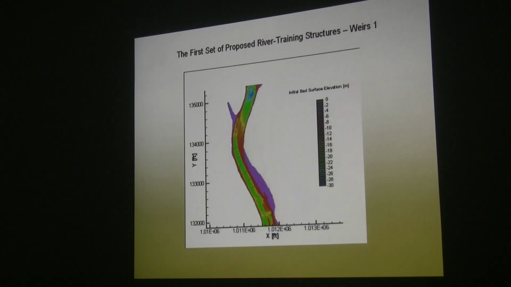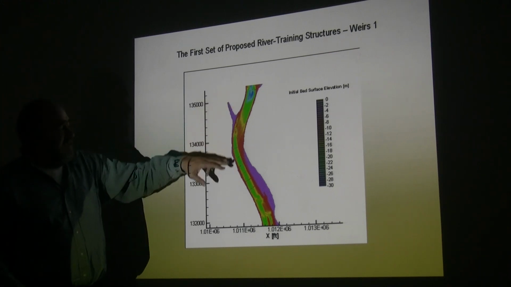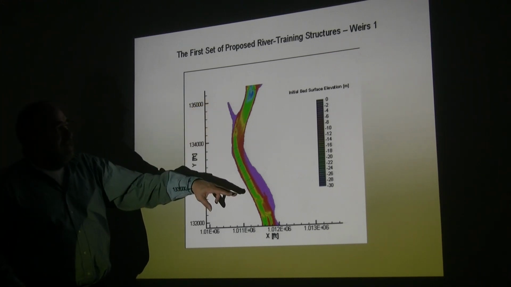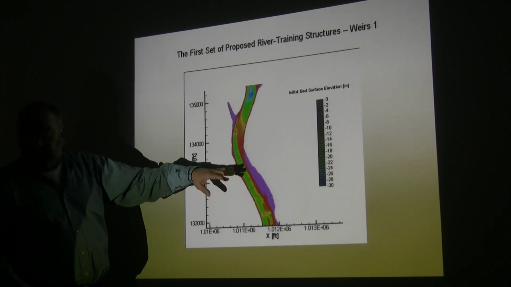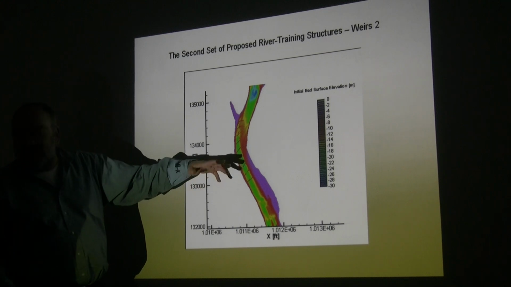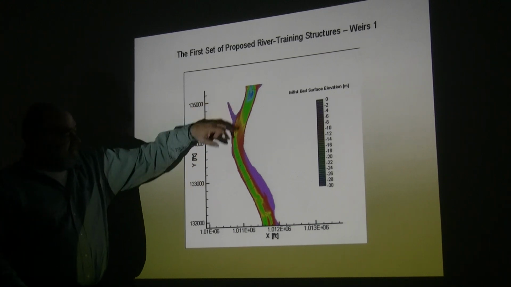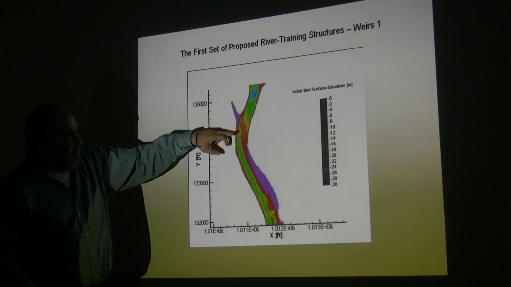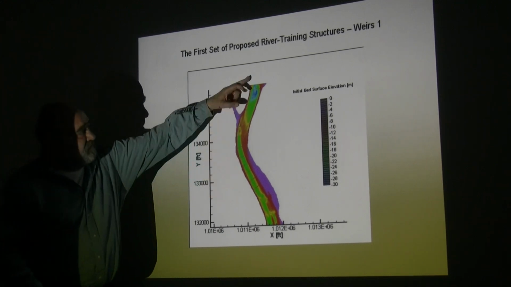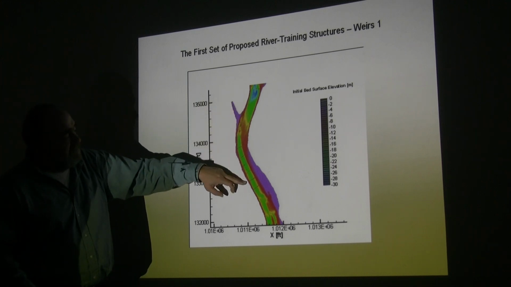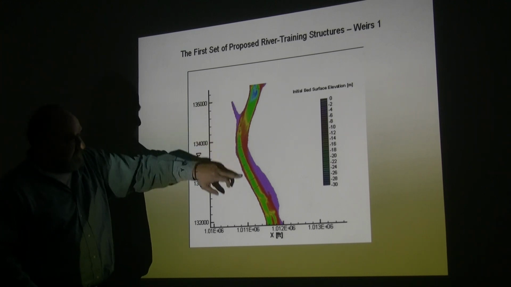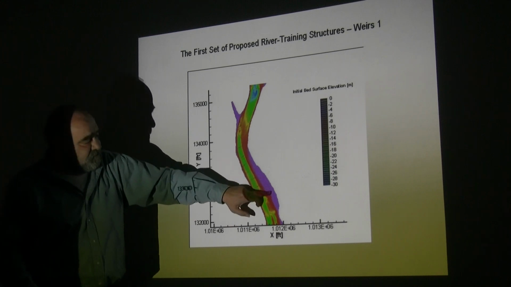Next one, this was one set of structures. This is the bend. You can see it because we see the bed elevation here. We can see that the main flow goes, this is the direction of the flow. This is the upstream, downstream end. You can see the main flow goes over this side of the bend. This is erosion here. This is the position on the other side.